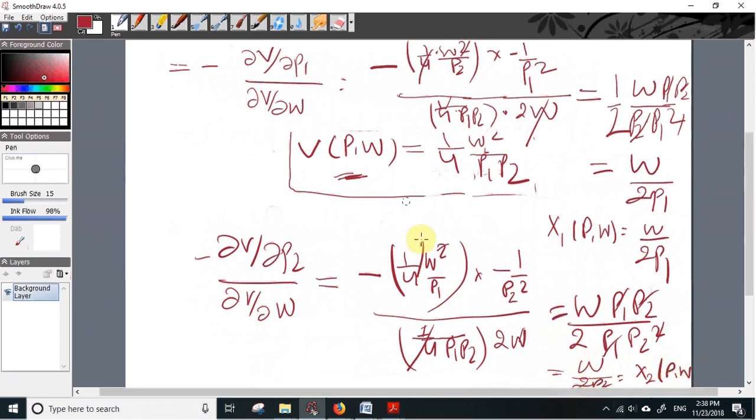So in this way, Roy's identity helps us to derive the Marshallian demand function from the indirect utility function.